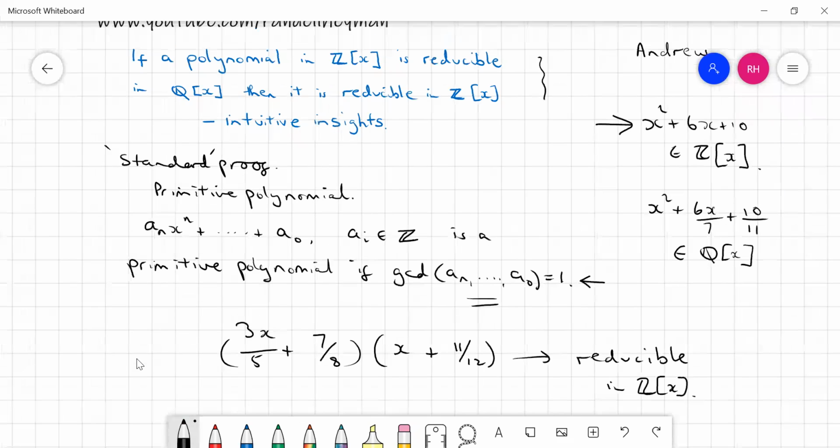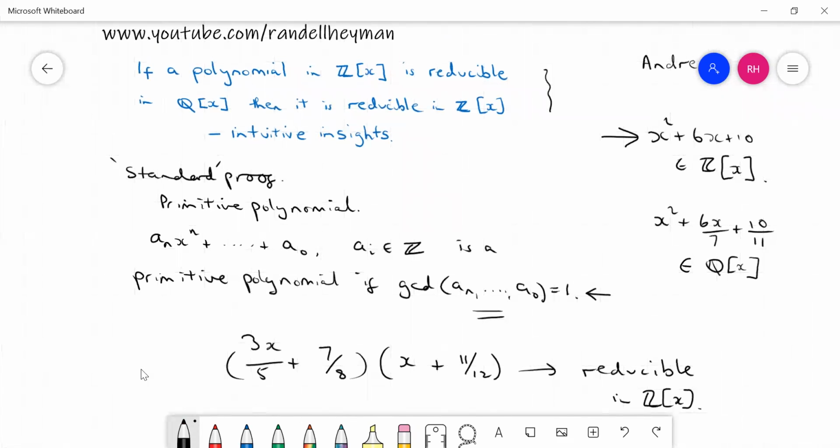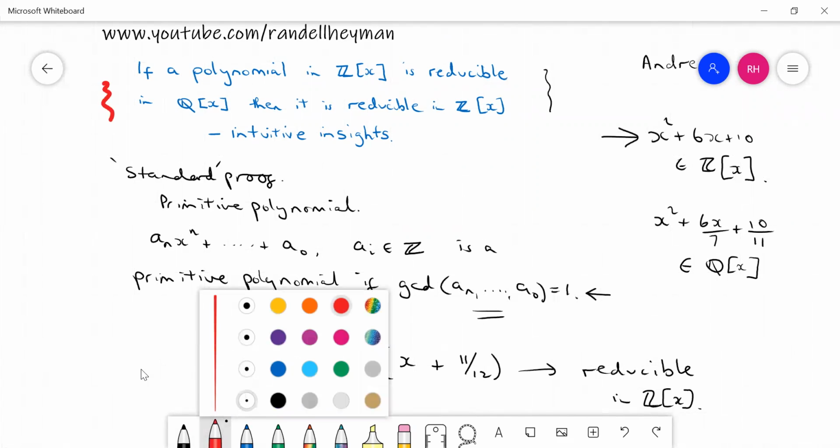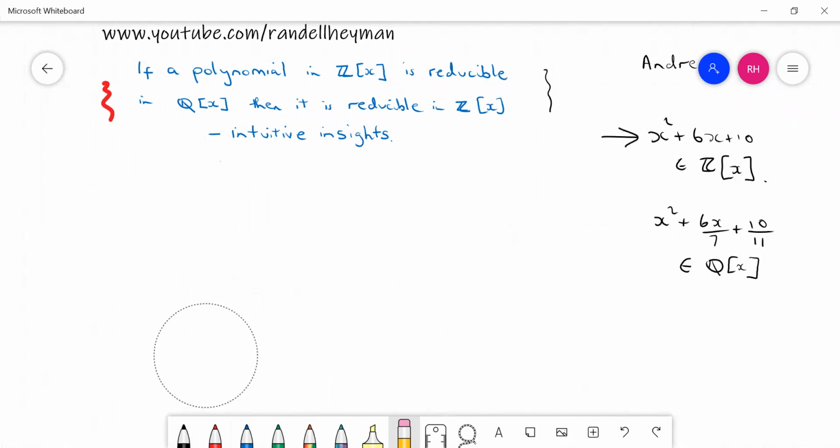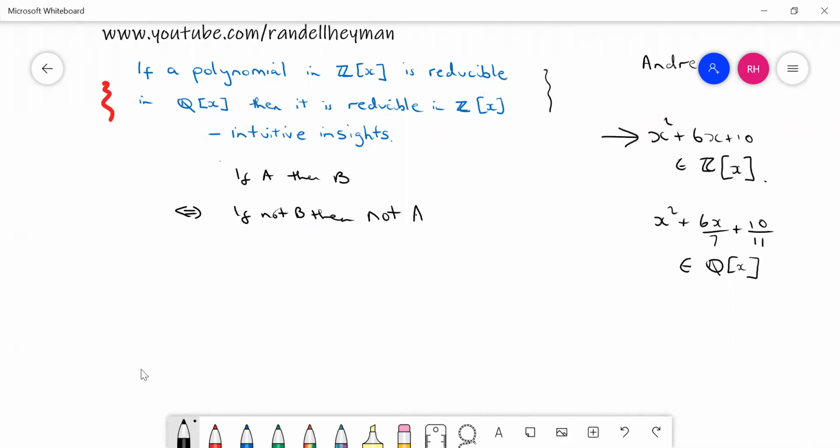But I think the best insight you can get is to go back up to here and play around with, well, use the contrapositive. So in fact, what I'll do is I'll rub all this stuff out now, because I want to just use this. So if you're confused by the contrapositive, that just says, if we've got a statement, if A, then B, that is the equivalent of if not B, then not A.